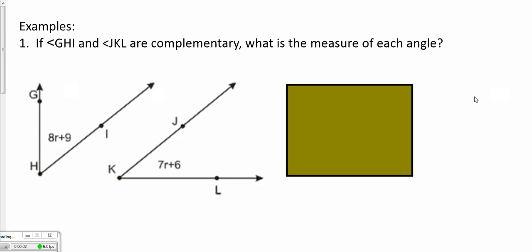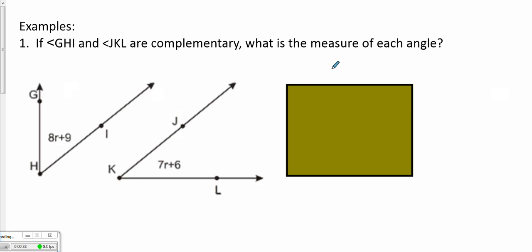All right, now let's look at some examples of using our angle properties, triangle properties, things like that to solve some problems then. So in our first example, it says if angle GHI and angle JKL are complementary, what is the measure of each angle? Okay, now this is going to be kind of tricky because here we've got an angle, here we've got an angle. They're totally separate from each other, but all we know is that they are complementary.